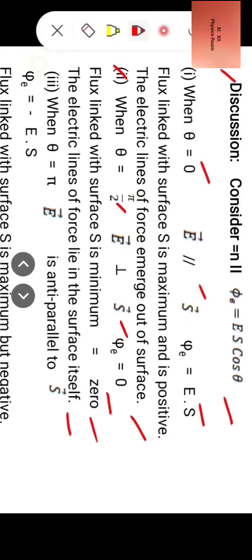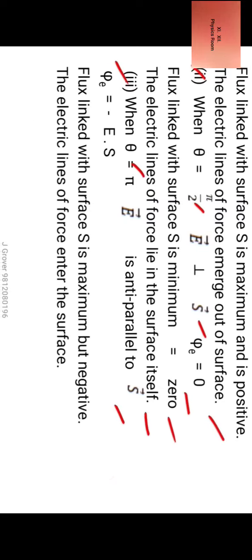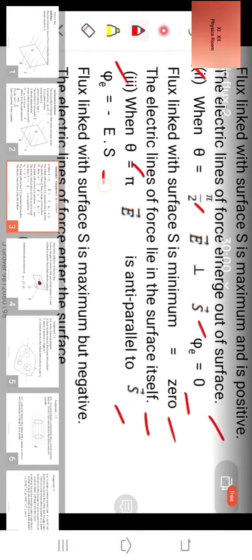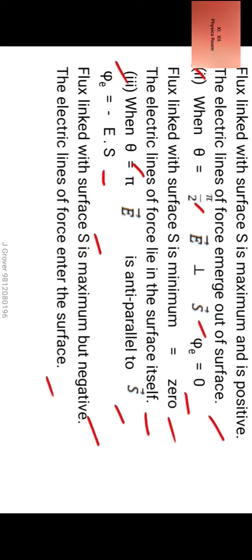The third case, when theta is pi, E is anti-parallel to S. Electric field vector would be opposite to area vector. Then phi E would be equal to minus mod E mod S. Flux linked with surface S is maximum but negative. The electric lines of force enter the surface. You mark these points for all the three different cases, and that will help you to understand numerical problems.